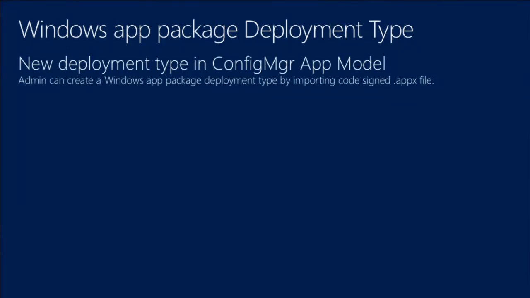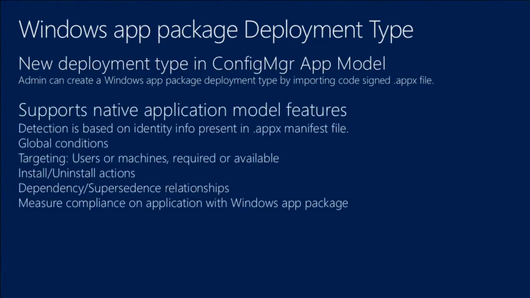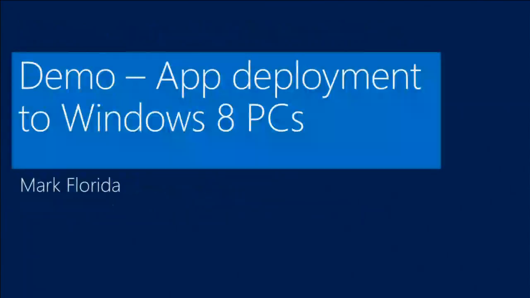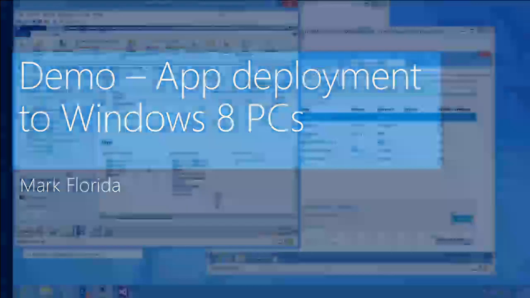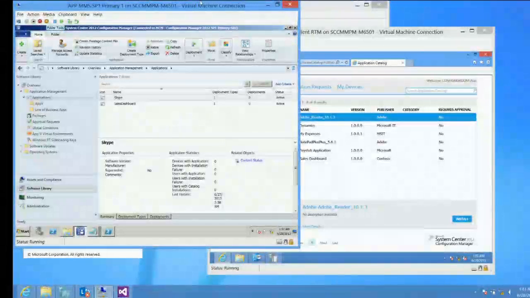So there is a new deployment type that we have added in the 2012 SP1 version of Configuration Manager. This is the Appx DT. And an admin can very easily create that, just like they can create MSI and EXE packages. This particular DT supports native application model features, so we try to extract a lot of information from this Appx package to make the packaging and authoring experience very seamless and easy for the admins. Some of the things that we can select are listed here. With that, I'll hand over to Mark to demo how you deploy Windows 8 applications on Windows 8 PCs.